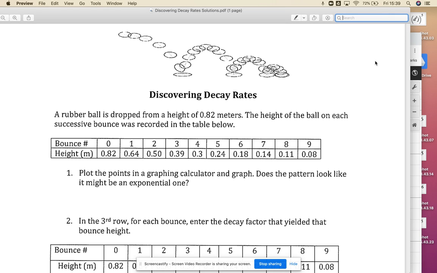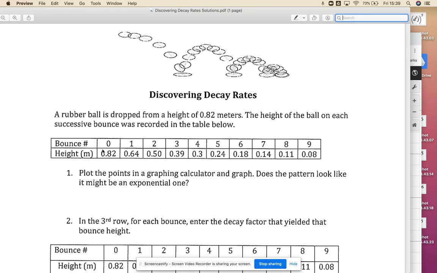So the same thing that we just did with growth rates, we're going to take a look at them looking at a decay rate. So a rubber ball is dropped from a height of 82 hundredths of a meter. And it drops, it bounces. It's not going to bounce quite as high, but it's decaying at some rate. It's decaying to a little bit smaller number each time.